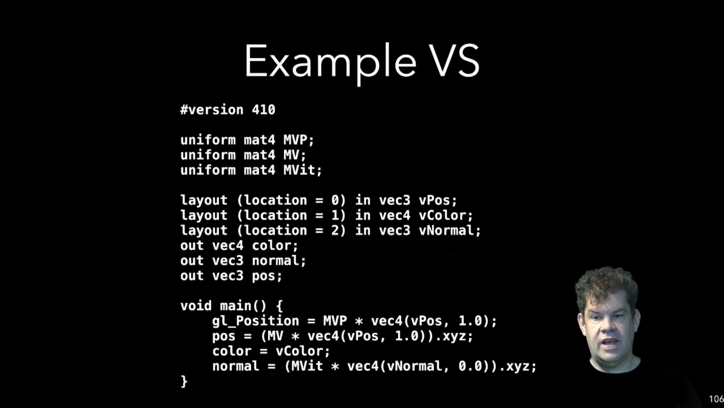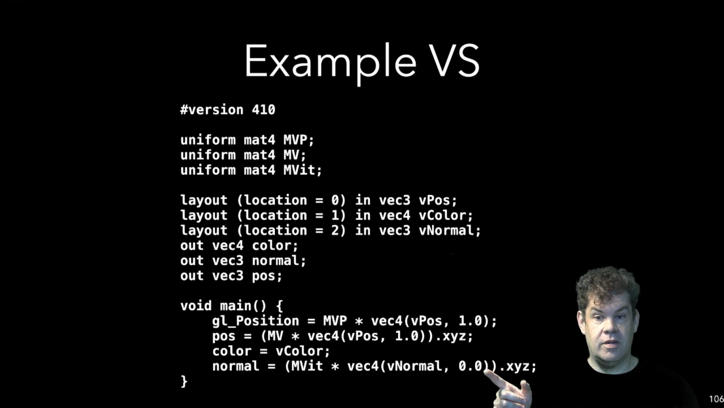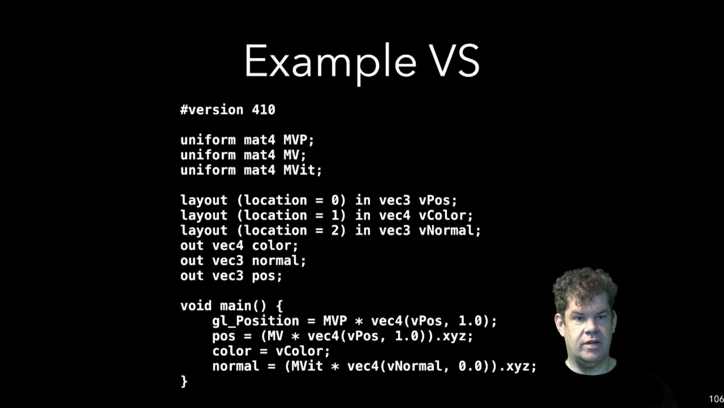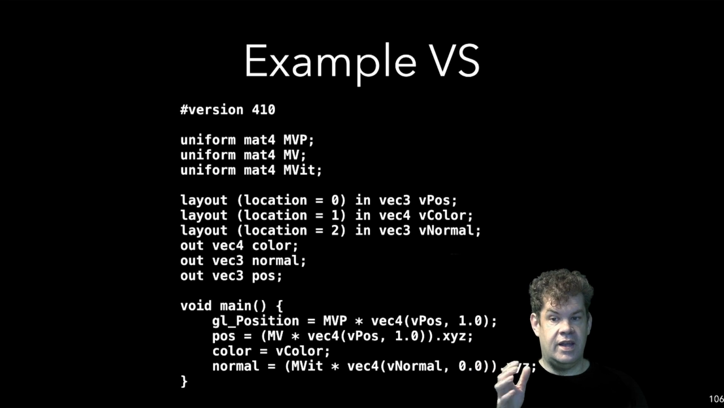The color, I just hand through, so output is just like input. And the normal is, of course, the model view inverse transpose times the normal. But remember, I add a 0 to that one, and I'm also only interested in XYZ coordinates. Now that's my vertex shader. So that basically just transforms normals and positions, and hence color, through.